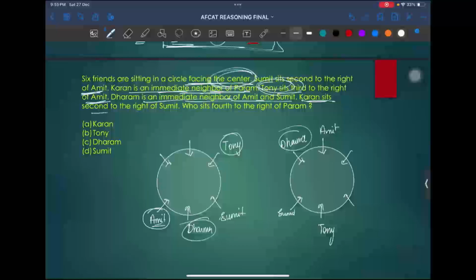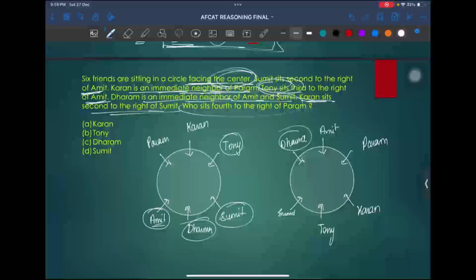Karan sits second to the right of Sumit. From Sumit, Karan is sitting second right. That is first right, second right. Karan is sitting here. And I know that Param is immediate neighbor of Karan. This is Param. So what is the question asking about?